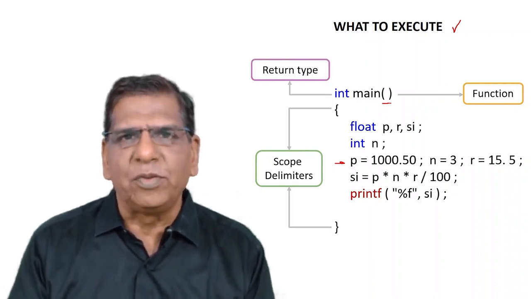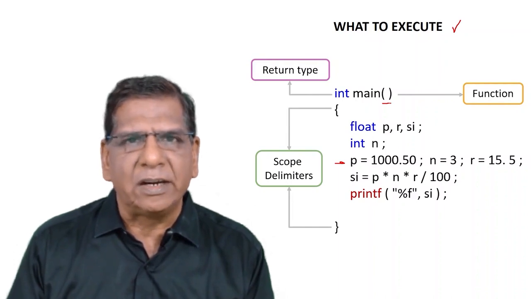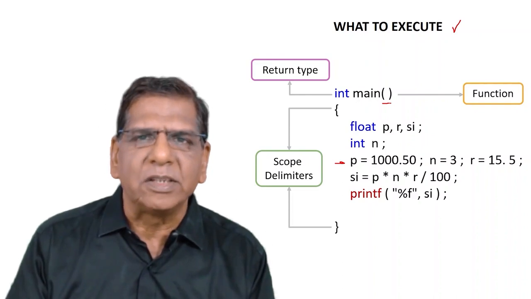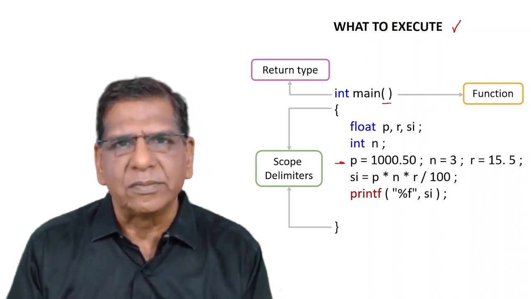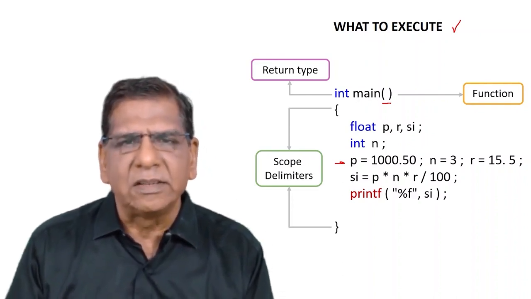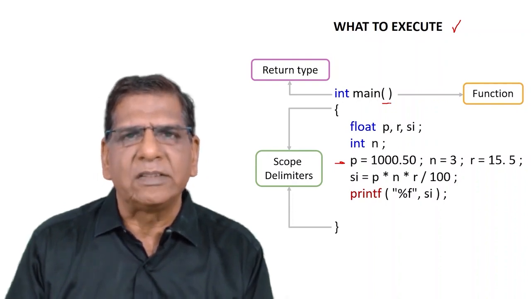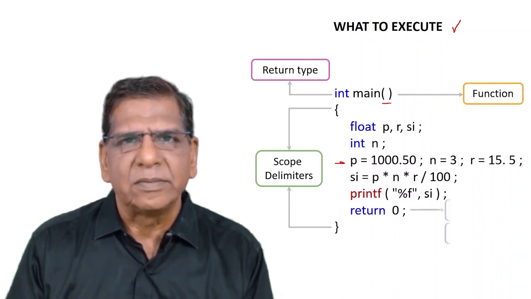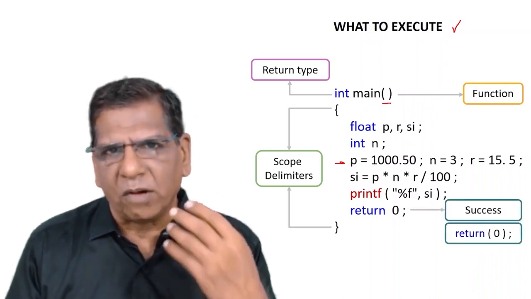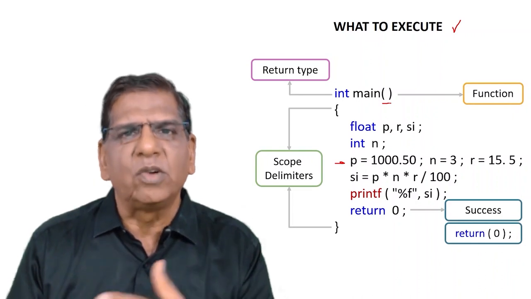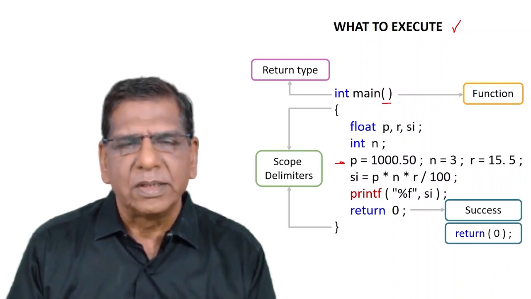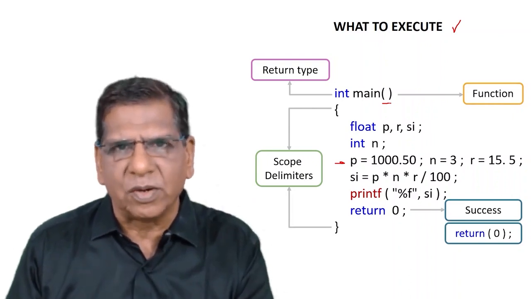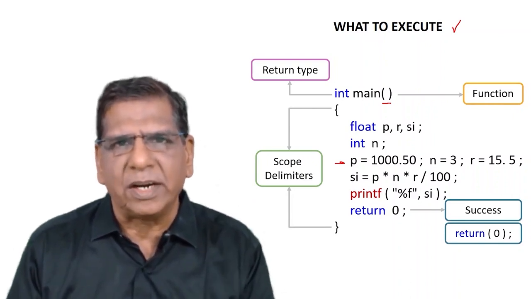Then preceding main, if you observe carefully, we also said int. That int indicates what type of value the function main is going to return. And the convention is that at the end of main, you always return a 0, indicating success. 0 in C programming would always mean success. Non-zero value would mean failure. Since every statement above return 0 has been executed successfully, we are saying return 0 at the end.